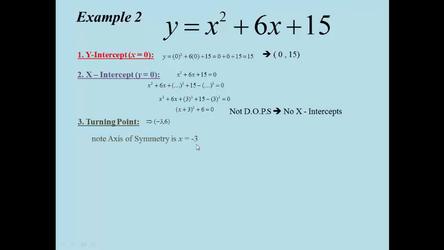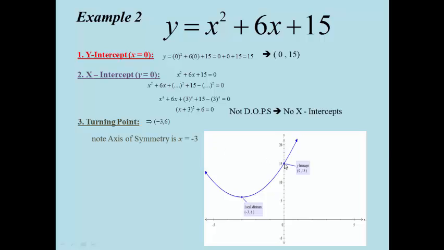The axis of symmetry would be x equals -3, because it's the vertical line that goes through the turning point, so it's x equals -3. So if we sketch our graph, this graph here has the y-intercept of 15 and the minimum point of (-3, 6).